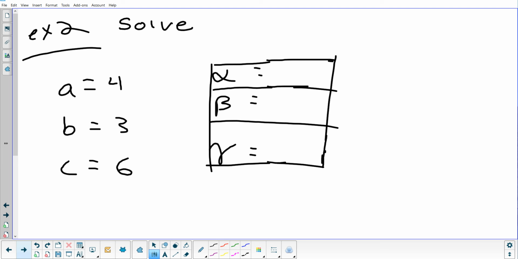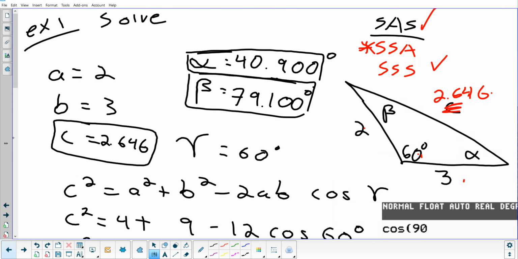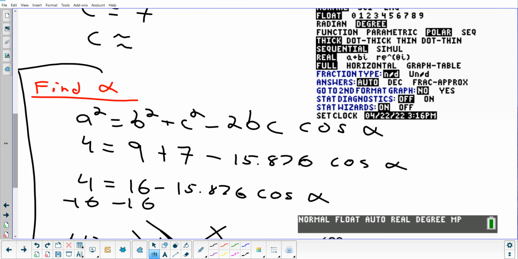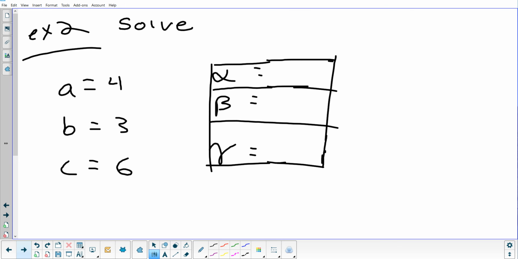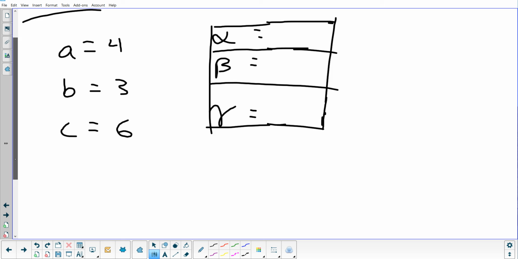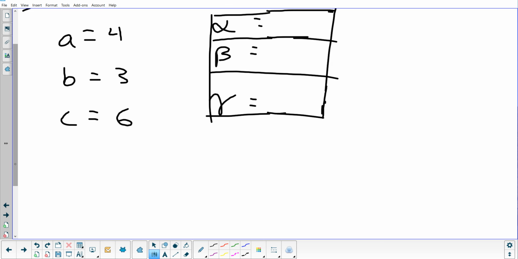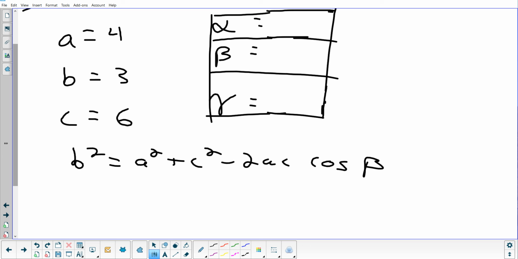But that's how we'll do it. We'll do it twice. We already did alpha, so let's practice the other ones we haven't done. Let's try beta and gamma. Okay, so to find beta, let's write it down. Here's your formula. And fill it in.